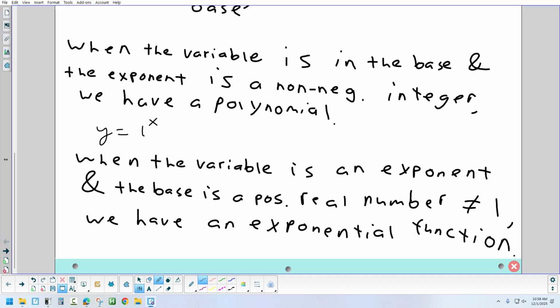It has a variable in the exponent. Yep. Because 1 times itself is just 1. Right. That's just basically a horizontal line at 1. That wouldn't curve up. Okay, 1 to any power is always going to be 1. So when you have a variable in the exponent and the base is a positive real number, not equal to 1, that is called exponential.